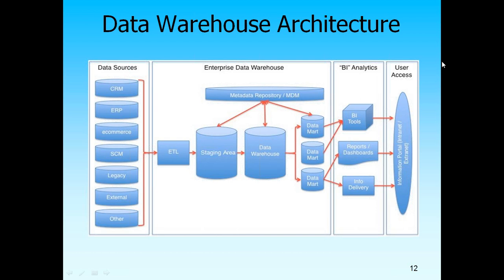Now, this is a simple data warehouse architecture. These are the different sources. You may have CRM sources, ERP sources, e-commerce sources, SCM, legacy, external, and other sources. So we may have different kinds of sources here for our data warehouse database. Based on the project and based on the clients, you may have different sources.